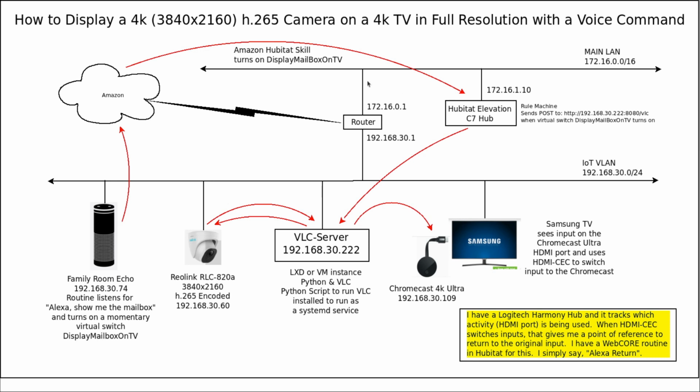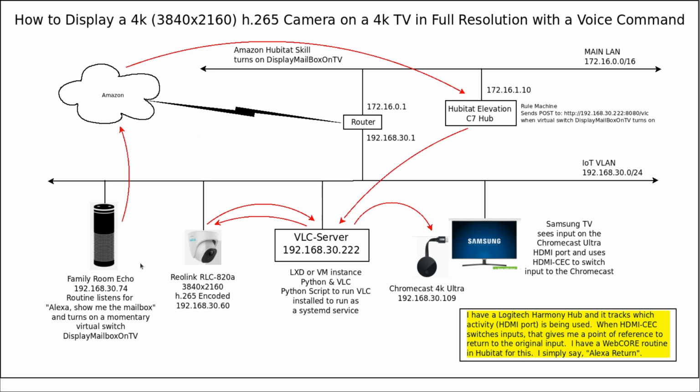But my main network, I have other things, and one of the things that I have, we're going to talk about in here, is a Hubitat Elevation C7 hub, and that's what I use to handle the voice part of this connection. Well, actually not the voice part, but the code that enables the voice part of it.